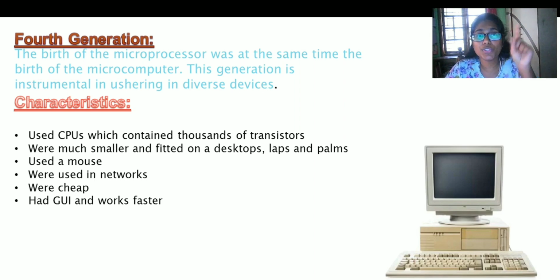Characteristics were that they used a CPU and they were smaller, in the form of desktops or laptops or some palmtops. They used the mouse, they used networking, and they were cheap to use.